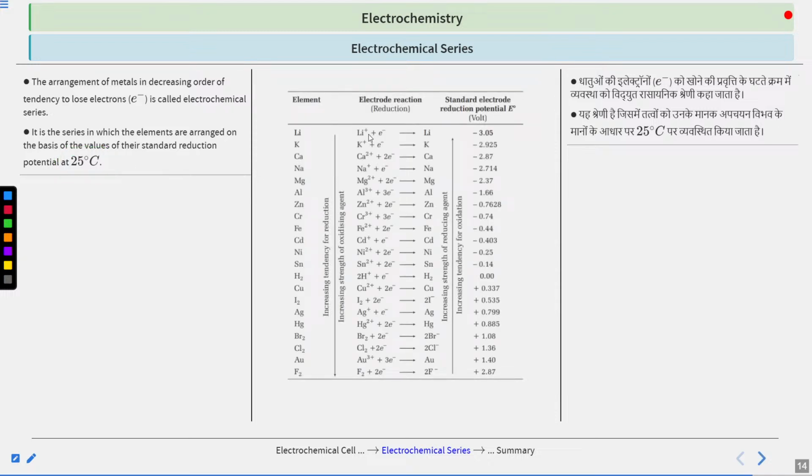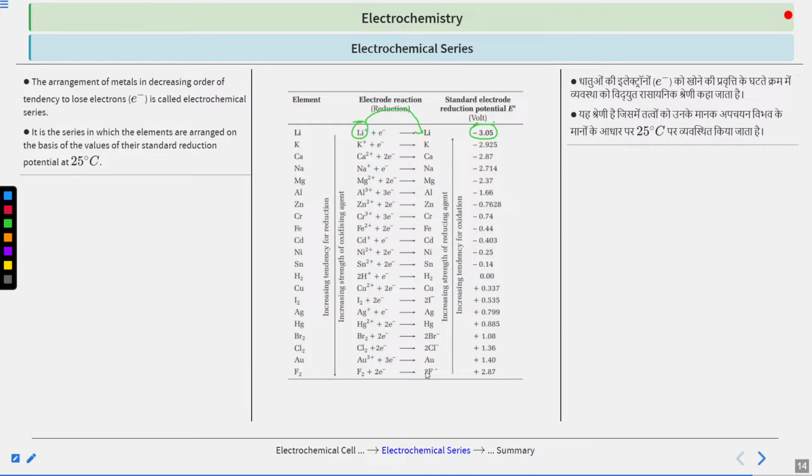So what are we doing? We are gaining electrons. We are going from Li+ to Li, K+ to K. And if you move from up to down, you can see that the value is increasing. So the reduction potential is increasing down the table. If the reduction potential is increasing, that means your reduction power will decrease, meaning the tendency to reduce others will decrease.